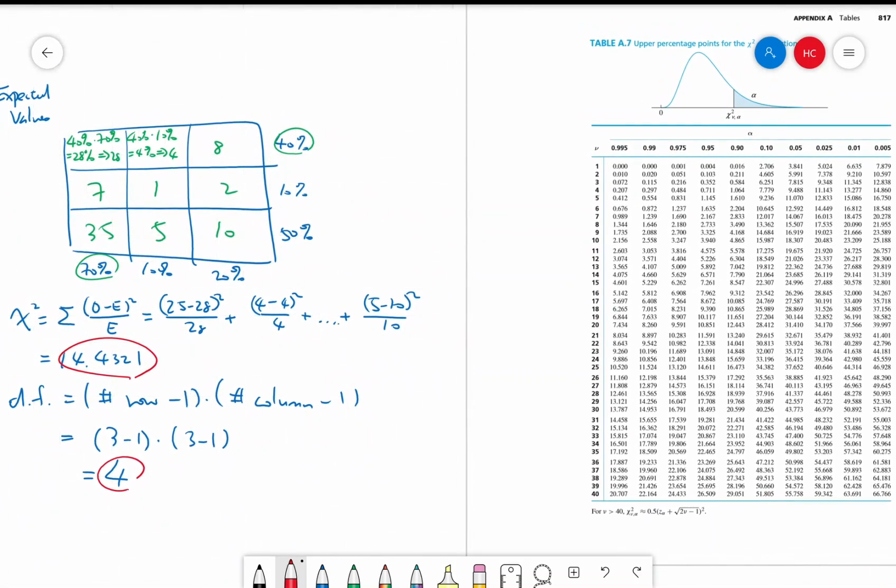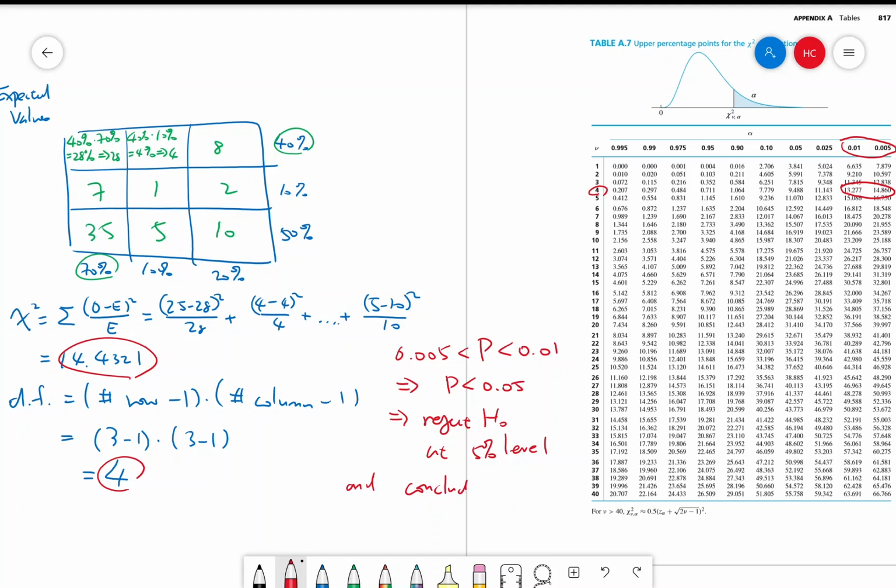All right, so degrees of freedom is 4, so we look here. 14.4321 is between these two numbers. So that means our p-value is between these two numbers, so p is between 0.01 and 0.005. In particular, p is less than 0.05, so that means we can reject H naught at the 5% level and conclude that liking dogs and liking cats are dependent.